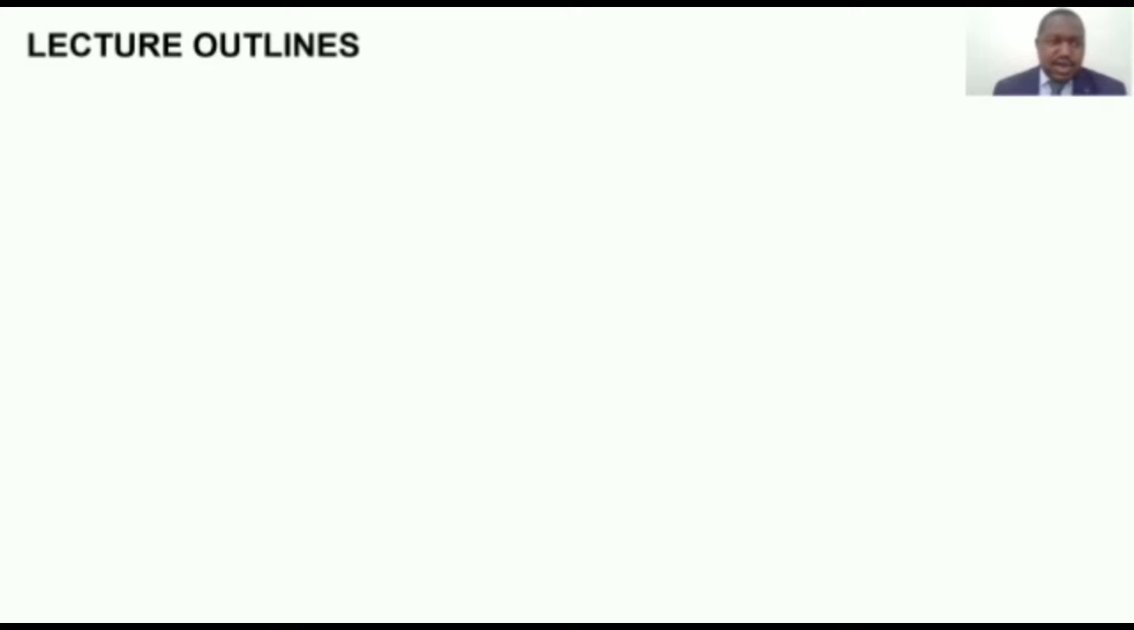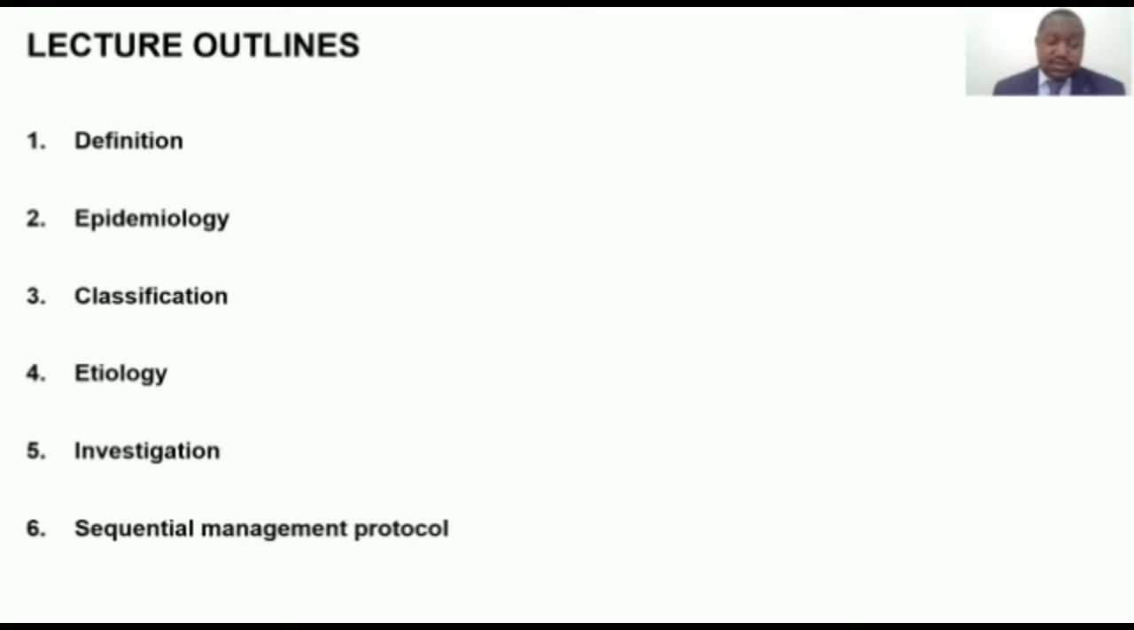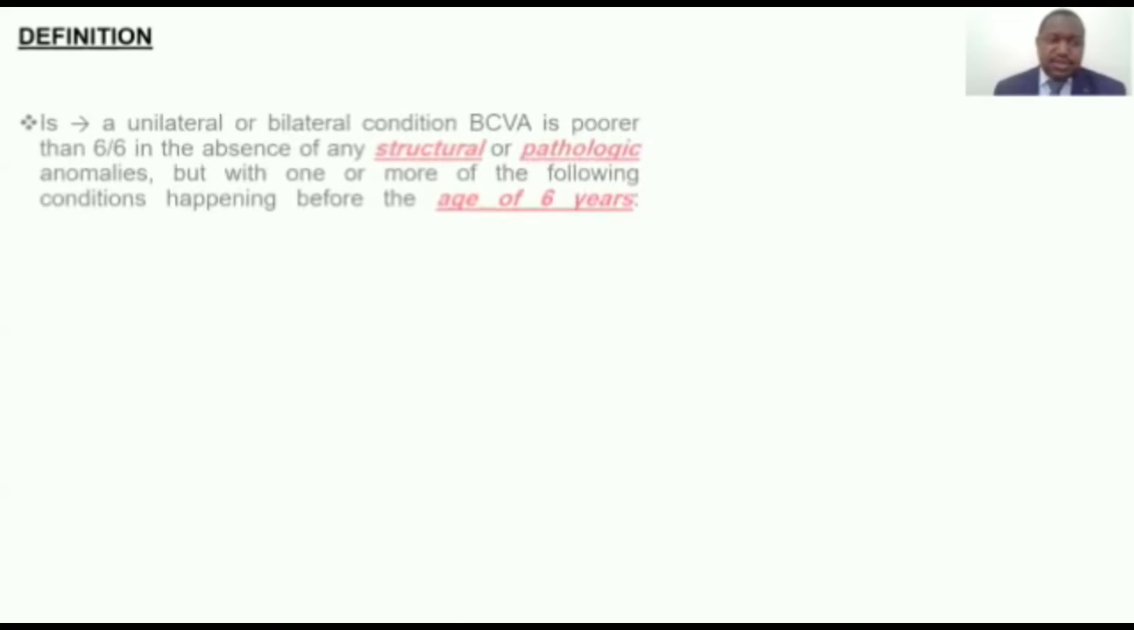Yes, this is the outline for our presentation. First, we start with the definitions. Then we move to epidemiology, classification, etiology, and investigations. In this lecture, we're covering these 5 subject sections, and in the next lecture, we will cover the sequential management protocol for amblyopia. This presentation has 2 parts. In the first part, we're covering the 5 subsections, and in the next lecture, we're covering the sequential management protocol for amblyopia. First we start with the definition of amblyopia.